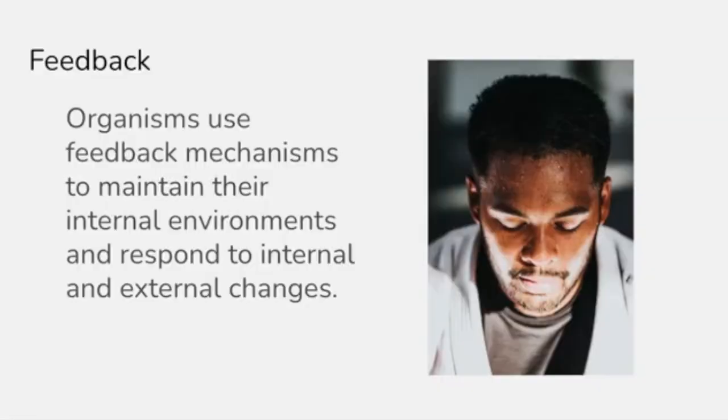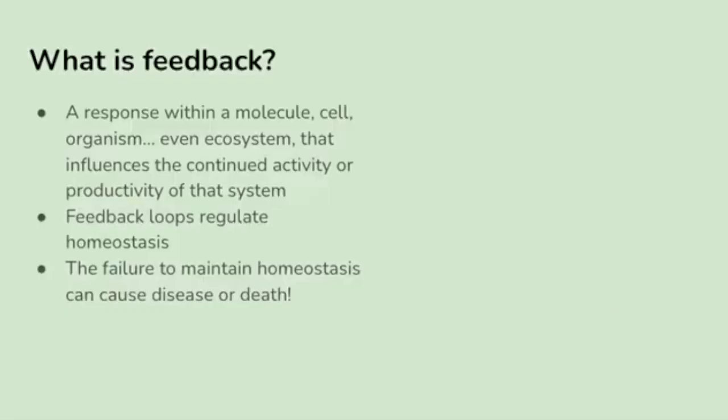So feedback is used by organisms to maintain their internal environments and respond to internal and external changes. We can also see feedback loops at the cellular level, the organismal level, or at an environmental or population level. Feedback is a response within a molecule, cell, organism, even an ecosystem that influences the continued activity or productivity of a system. Feedback loops help regulate homeostasis, or the internal balance all organisms need to survive.